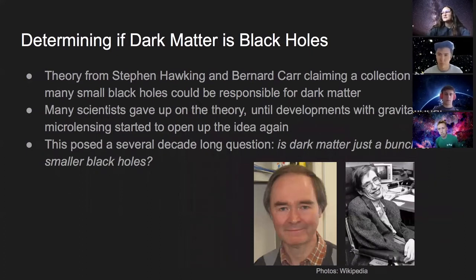So now that we know what dark matter is and what microlensing is, we can dive into the theory of it, which started from Stephen Hawking and Bernard Carr, who claimed that a collection of these small black holes could be responsible for dark matter. Many scientists did not agree with this at the beginning, but this did pose a several decade-long question of, is dark matter just a bunch of smaller black holes?